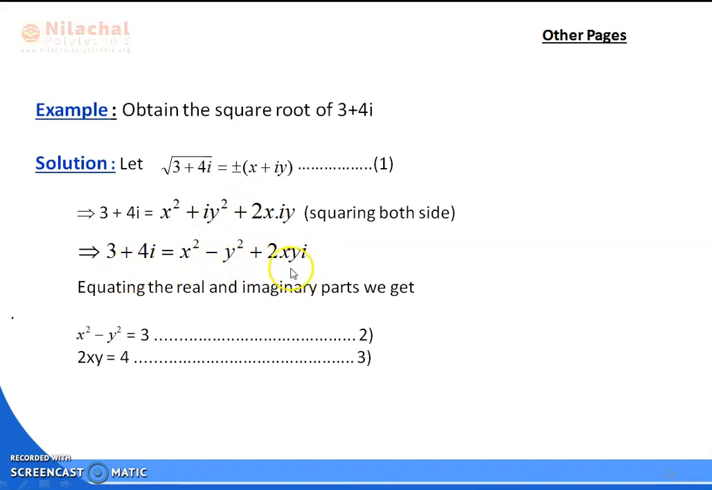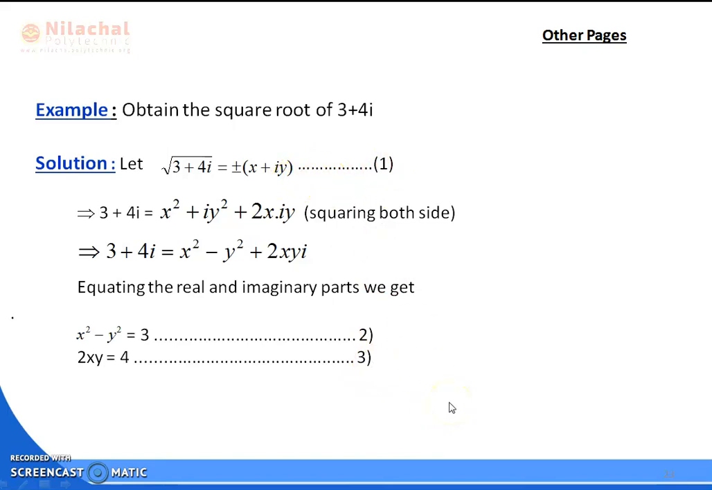Now equating both sides, you can say this is your real part and this is your imaginary part because i is present. And here the real part is 3, the imaginary part is 4. Now comparing both sides, we will get x square minus y square equals 3 and 2xy equals 4. We mentioned this is your equation 2, this is your equation 3. Clear? And this one is your equation 1, which will be written in your conclusion.